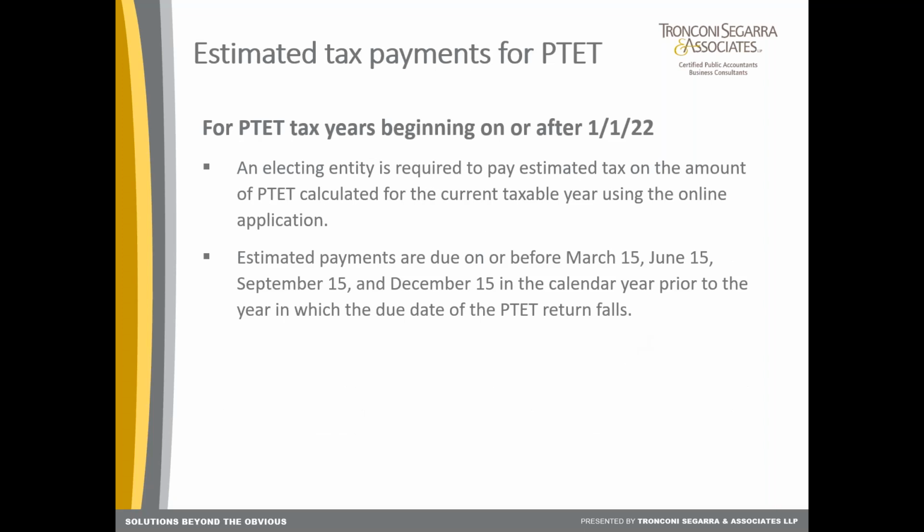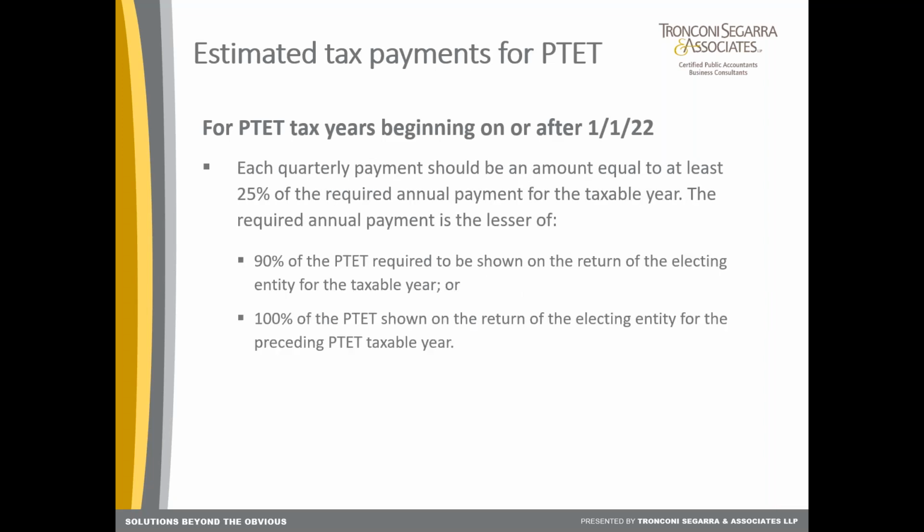Now, for years after this year, beginning January 1 of 2022, you're going to calculate the estimate on an online application, and quarterly payments will be due March 15th, June 15th, September 15th, and December 15th. Each quarterly payment should be an amount equal to at least 25% of the required annual payment for the taxable year, and the required annual payment is the lesser of 90% of the tax to be shown on the return of the electing entity, or 100% of the tax shown on the return of the electing entity for the preceding taxable year. So it's the lesser of those.